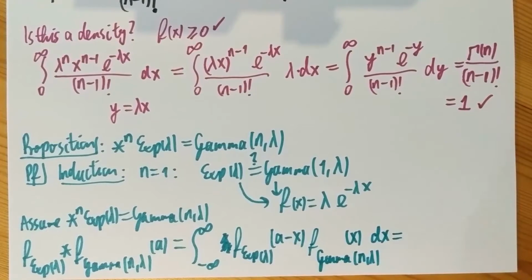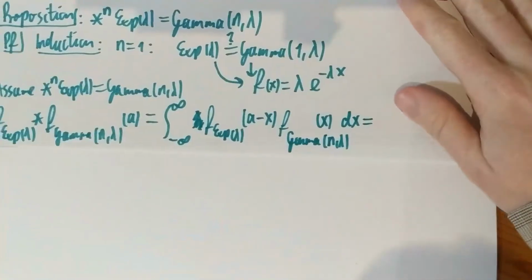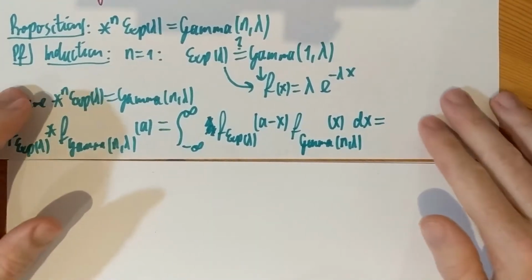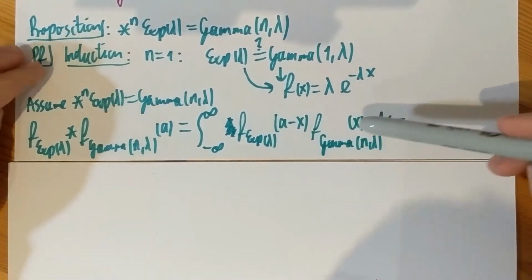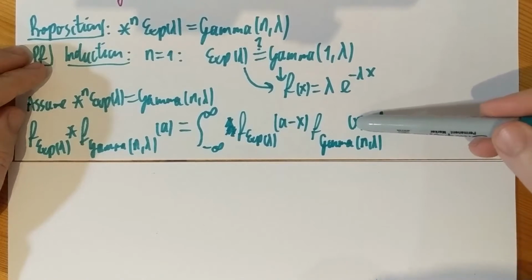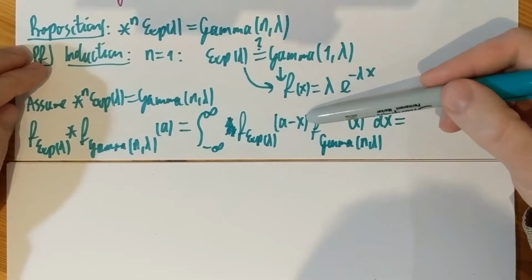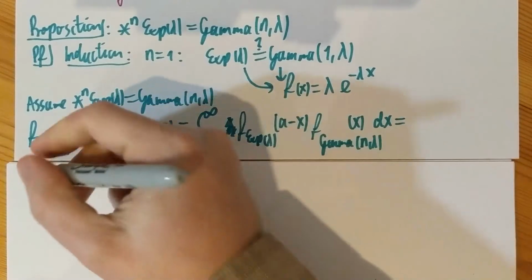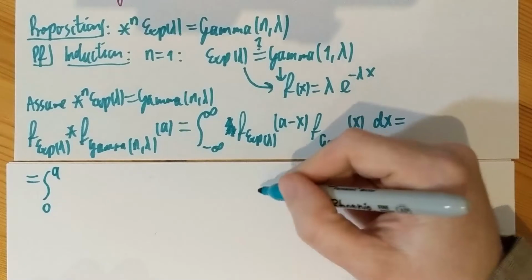Now, the integral is only going to go from 0 to a. Why is that? Why do I only need to look at this from 0 to a? Well, both of these densities are 0 for negative arguments. So whenever x would go negative, this density here would be 0. Whenever a minus x goes negative, so whenever x goes above a, then this will go to 0. And so I only get contribution from 0 to a in x.